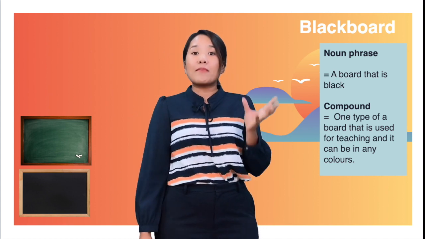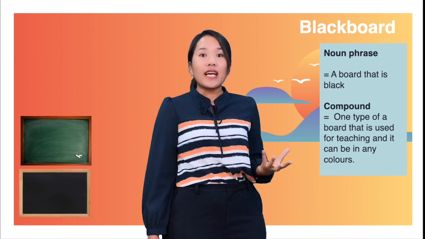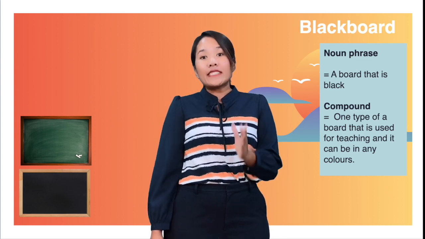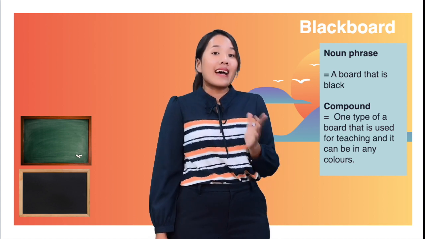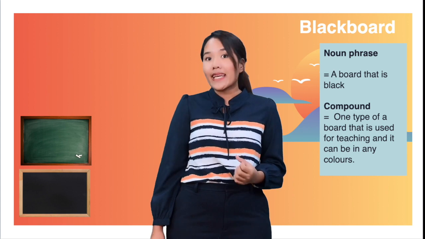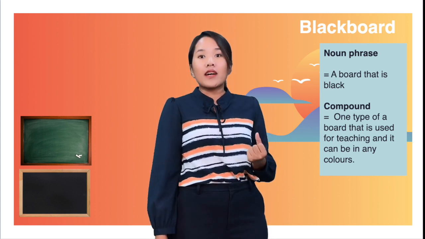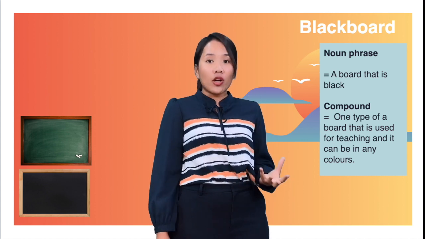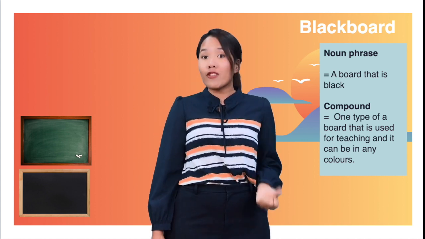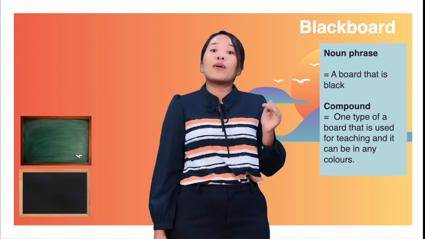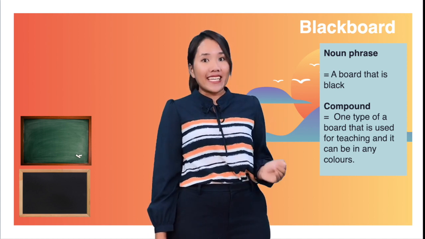But if we separate the structure blackboard into 2 free morphemes, black and board, and then we interpret them separately as a board that has a black color, then the structure blackboard is not a compound word because the meaning is not understood as a whole, as lexicalized, as institutionalized. So, in this case, the structure blackboard will be considered as a noun phrase instead.